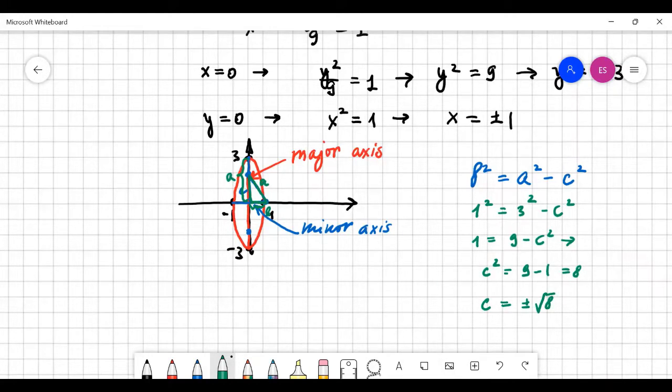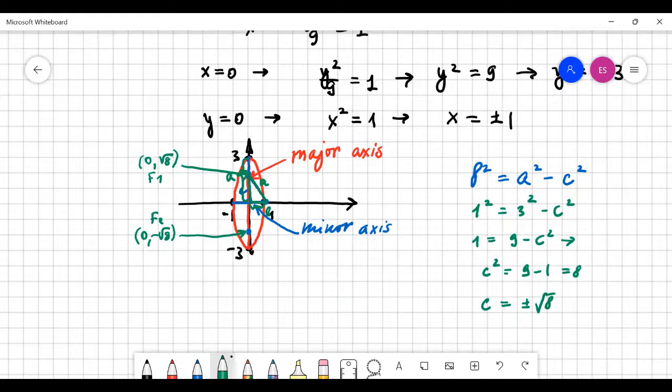Where is this square root of 8 going to be? Remember, I said that focal points are always sitting on the major axis. So that's going to be the first one, (0, square root of 8). And that's going to be the second one, (0, minus square root of 8). That's focal point 1, let's say, and focal point 2. You can label them as you like.